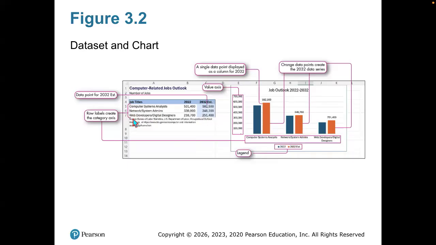So if I added, let's say, spreadsheets designers as like an extra title, and it had its 2022 and 2032 estimates, there would be another group of columns right over here that would have the 2022 and 2032 estimates for that.